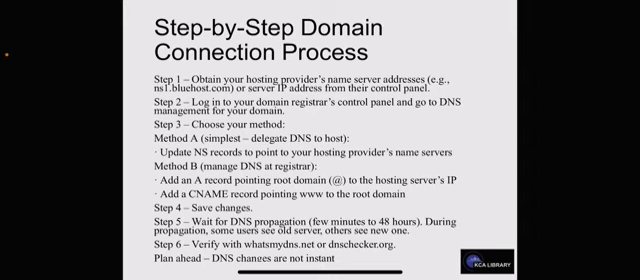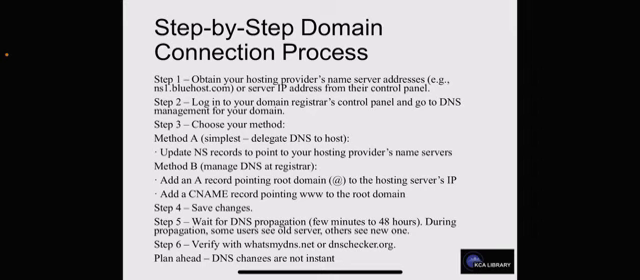And for this method, we have different methods. Let's take it one after the other. We have method A, which is the simplest: delegate DNS to host. You update your NS record to point to your hosting provider's name servers. And the second method, method B, you manage DNS at the registrar. That is, add an A record pointing the domain to the hosting server's IP, and add a CNAME record pointing www to the root domain. That's how you can choose your method.